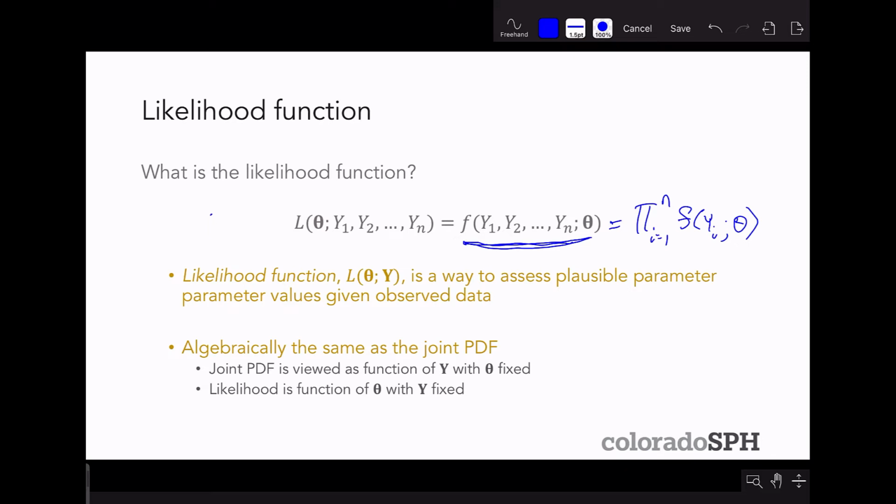And then the notation change is reflected here, where now we're emphasizing theta and assuming y's are fixed, and that would be your assumption after you've observed your data, you've collected your data. So we know y now, and we want to know the most plausible parameter values theta given the data that you have collected, y.